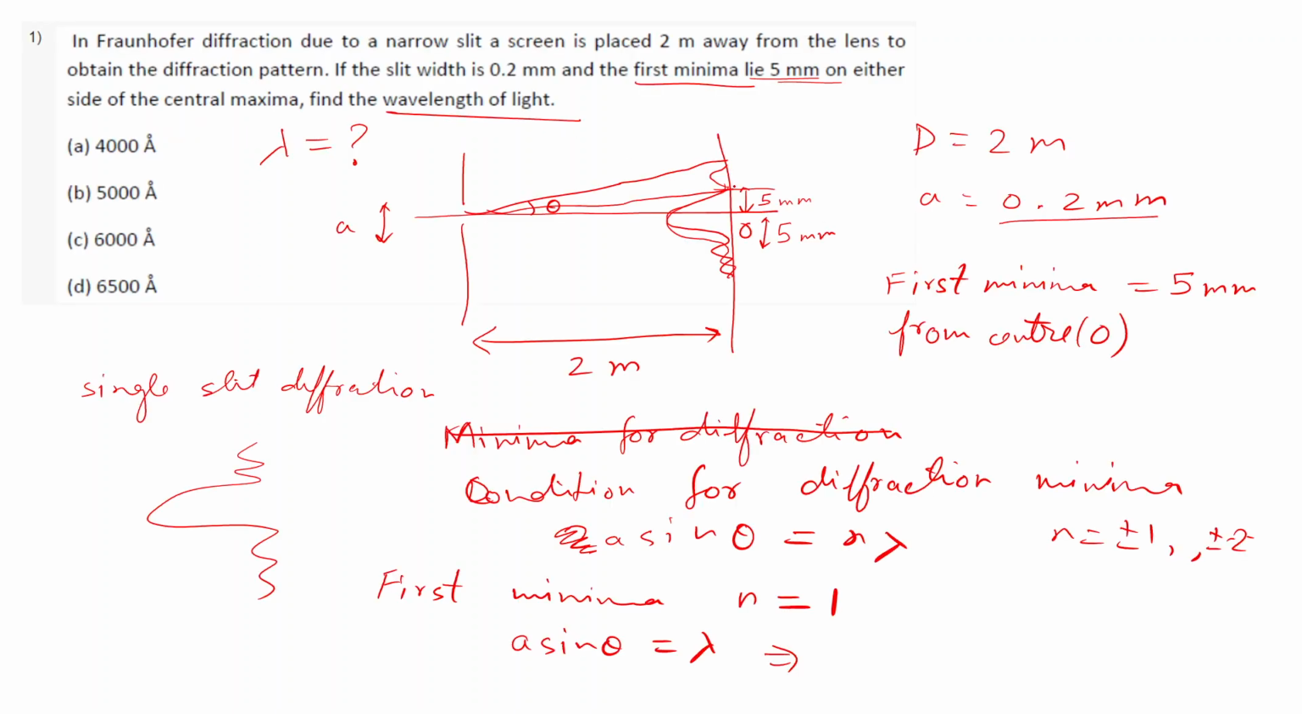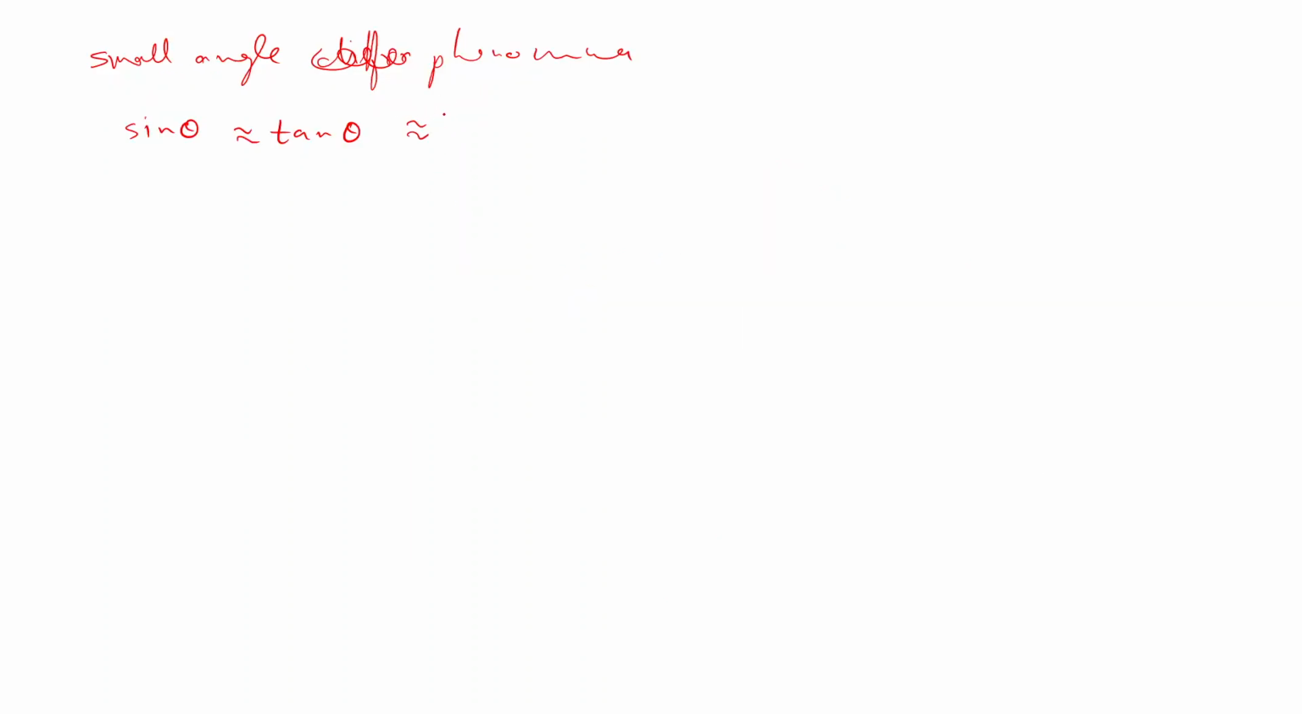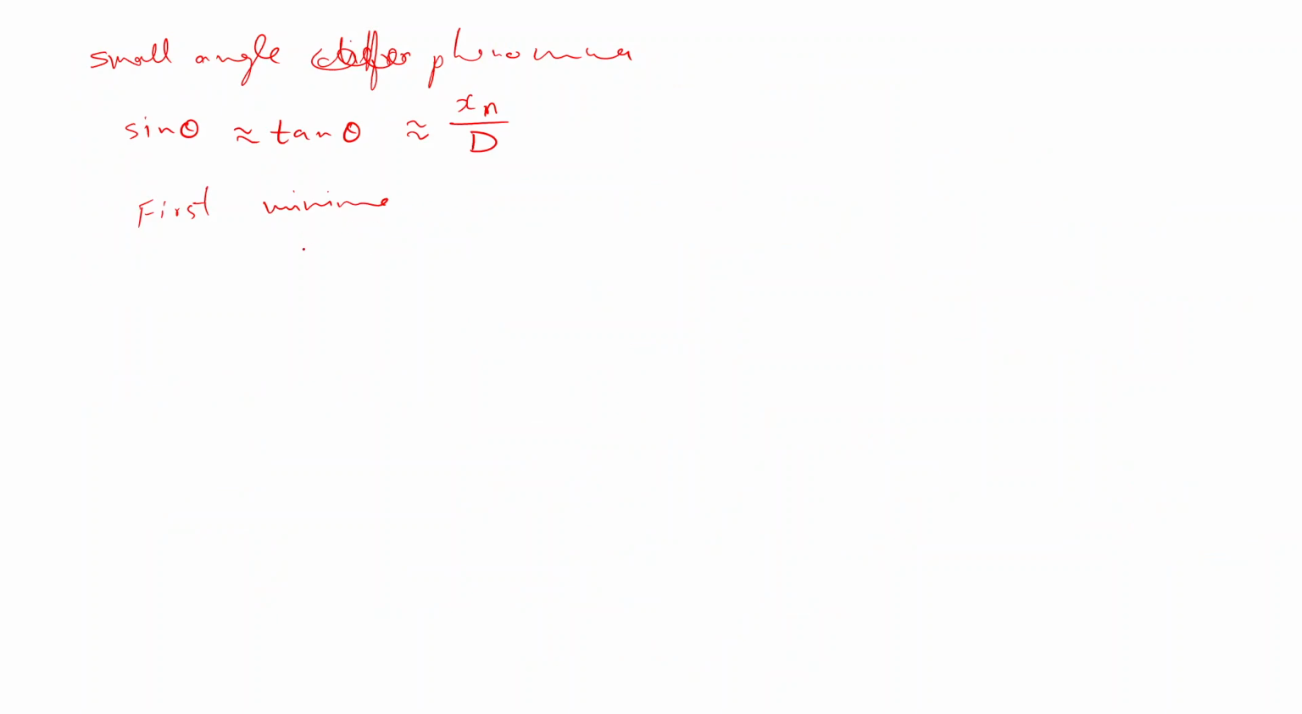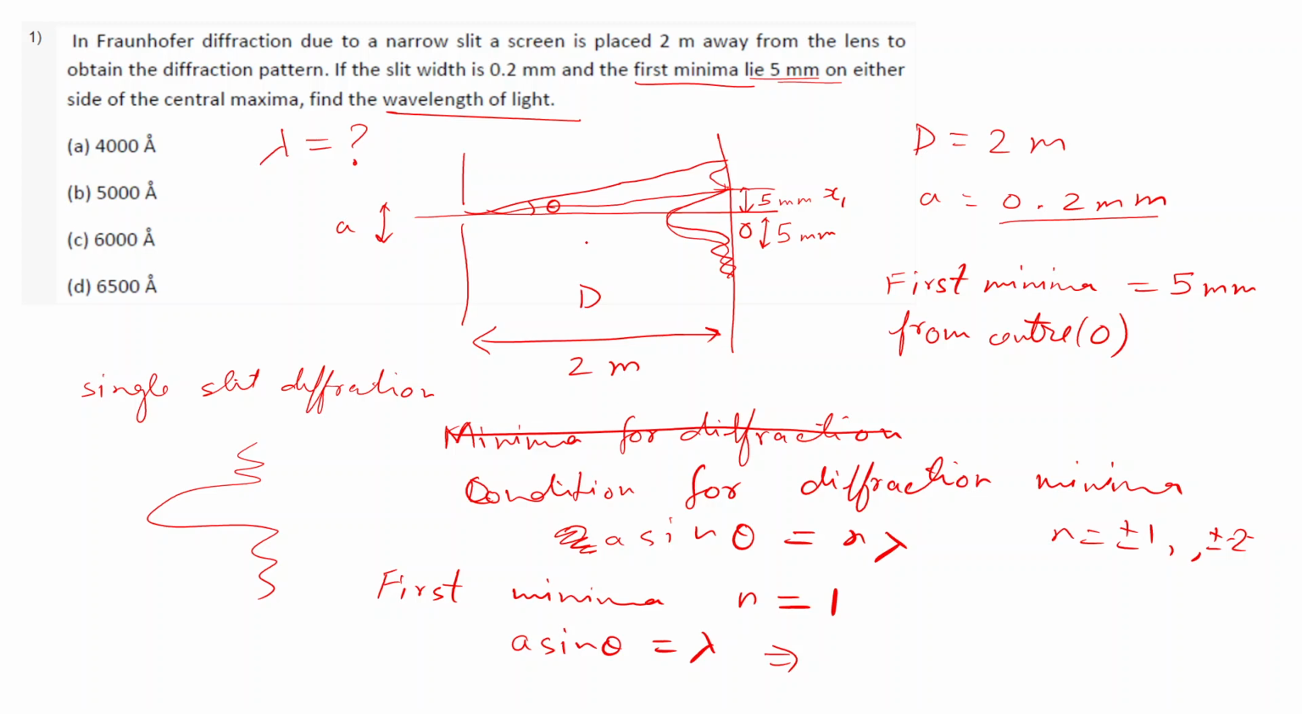Let's call the first minima position x1, and this is D. So for the first minima it will be x1 by D, otherwise it will be xn by D. So if I take this small angle approximation, the sin theta in this formula I'll take as tan theta, and I'll get a x1 by D is equal to lambda. From this, a is 0.2 mm.